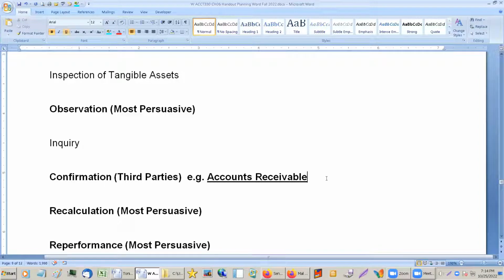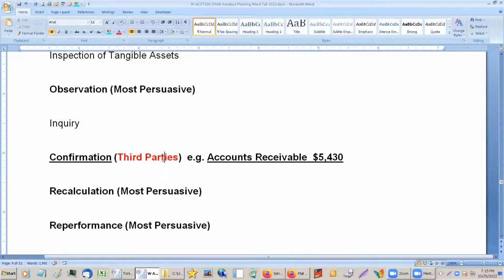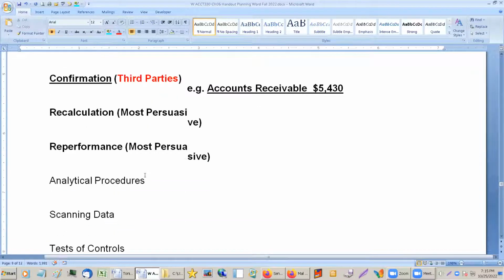So, for instance, let's say, making a number up, you have a customer that owes them $5,430. You can send them a letter saying, do you owe $5,430 as of December 31st? So you can actually do a confirmation of those accounts. That's also a good way because a third party is generally considered to be an unbiased source of information.